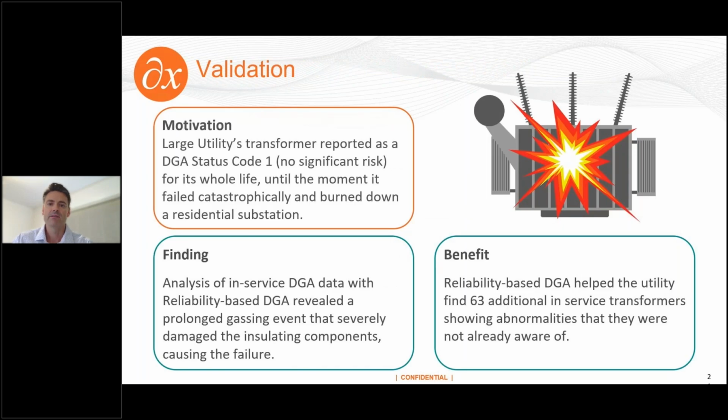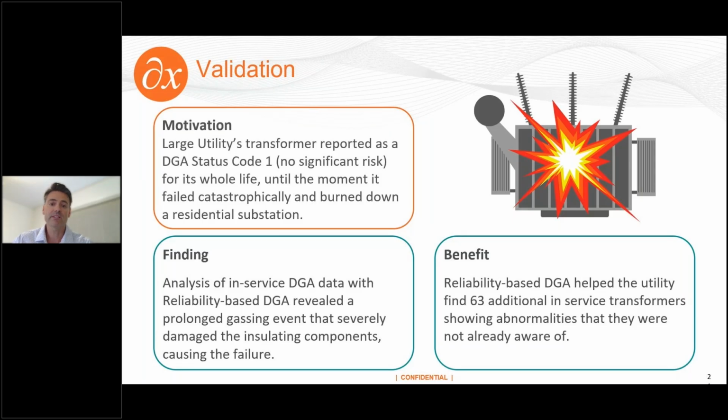So now we'll look at a validation exercise we performed with a large North American utility. So again, the motivation for this validation was a transformer catastrophically failing and burning down the residential substation, even though conventional DGA showed no significant risk for the entire transformer's life. So the analysis of in-service DGA data and reliability-based DGA revealed a prolonged gassing event that was severely damaging the insulating components that actually caused the failure. So it was gassing because of purposeful overloading of this transformer, and it was actually masked by gas loss. And this was picked up by reliability-based DGA.